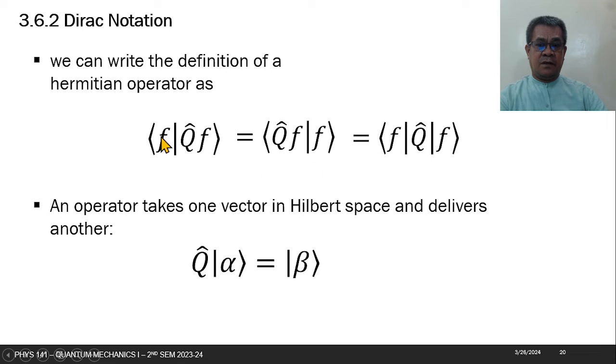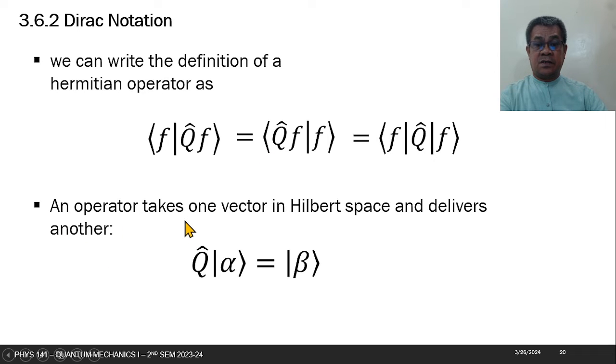So if we have this inner product of f and Q acting on f, we can change its position in this form. Because Q is Hermitian, the ideal notation is the operator on the center part. So there is no difference in this position, because this is Hermitian.